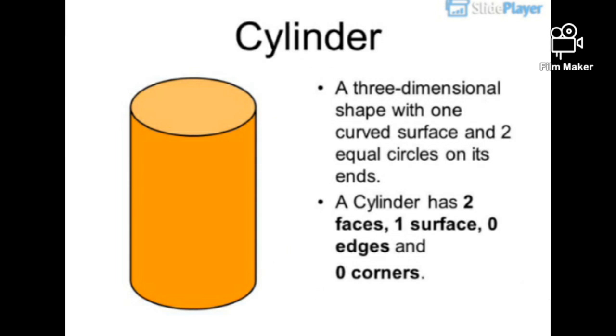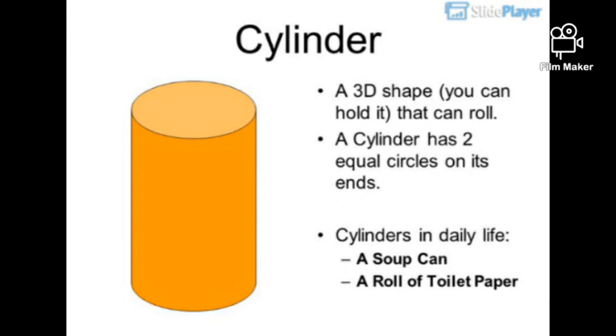The next in line among three-dimensional shapes is a cylinder. A cylinder is a three-dimensional shape with one curved surface and 2 equal circles on its ends. A cylinder has 2 faces, 1 surface, 0 edges, and 0 corners. A cylinder is a hollow shape that has 2 equal circles on its ends. Examples of cylinders in our daily activities are a soap can and a roll of toilet tissue. This makes it rollable on the floor.